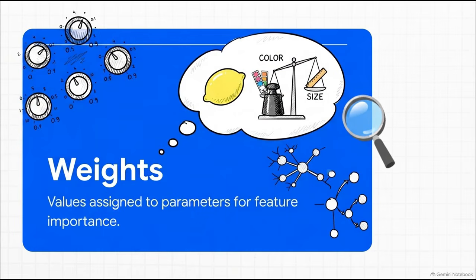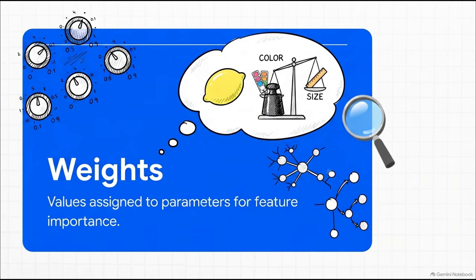Building directly on that, we have weights. If parameters are the dials, weights are the exact mathematical values those dials are set to. They tell the machine exactly how much importance to give a specific feature. Going back to our fruit example, as the machine learns, it might adjust its weights to realize that the color yellow is a way stronger indicator than size when identifying a lemon.